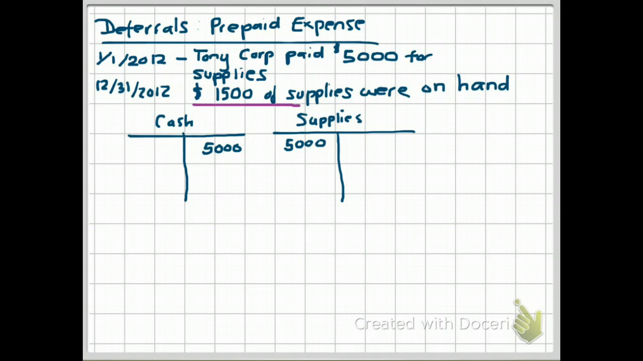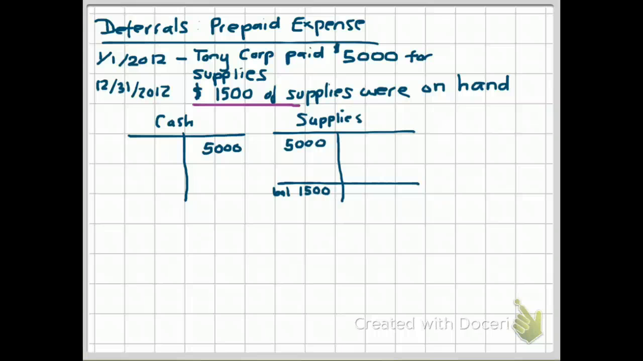That $1,500 of supplies left is the ending balance of your supplies account. So you started off with $5,000 of supplies, you ended up with $1,500 worth of supplies. What happened to the balance? During the year, those supplies got used up.